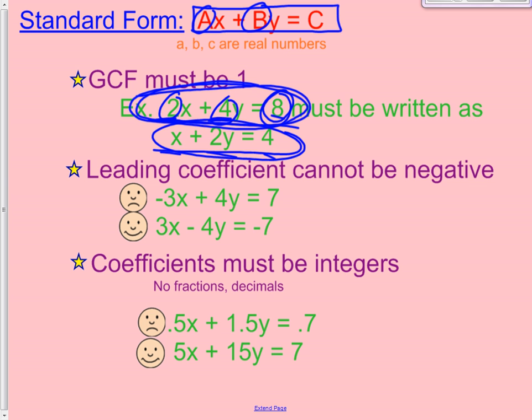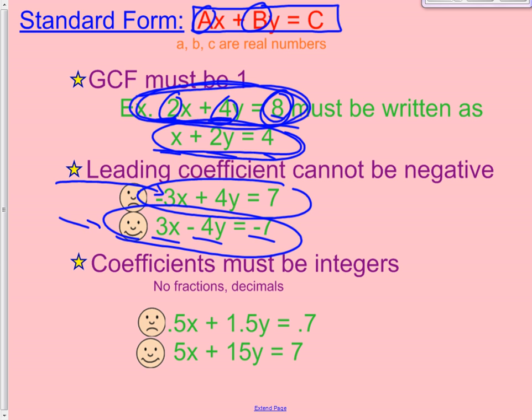Another rule is that the leading coefficient cannot be negative. If you have this on a test, negative 3x plus 4y equals 7, your leading coefficient, the letter A here, that negative 3, is negative. You cannot have that. It's very simple to make it positive. All you have to do is multiply everything by a negative 1, or basically you change the sign on every term. So now it's a positive 3x, a minus 4y, and a negative 7. This is correct. The top one is incorrect. So on a test, make sure that leading coefficient is positive. Okay? That letter A, that coefficient, has to be positive.